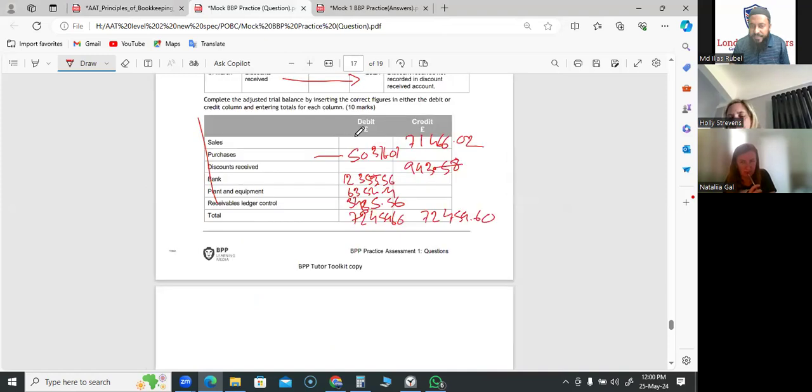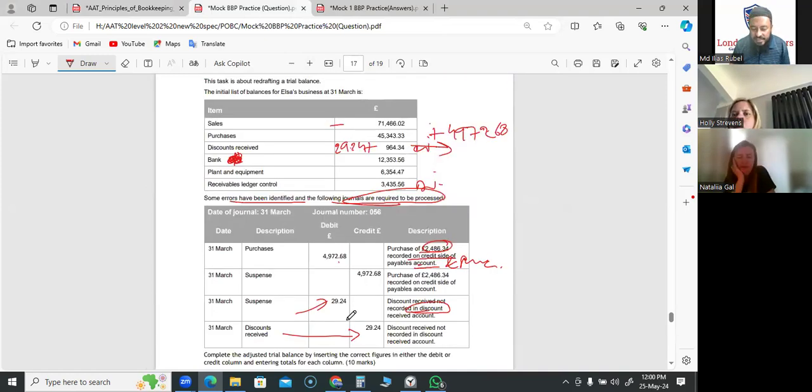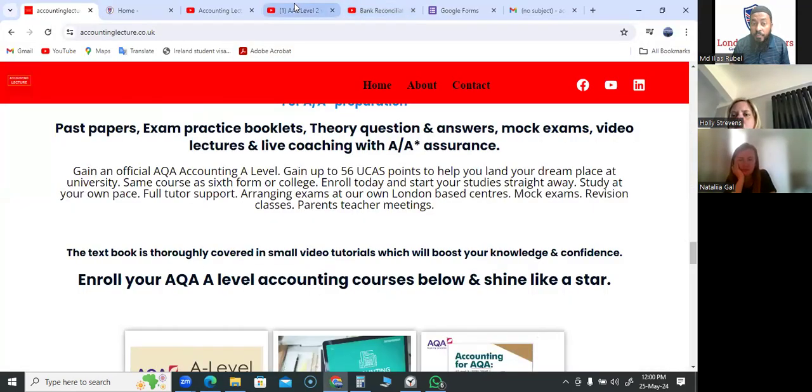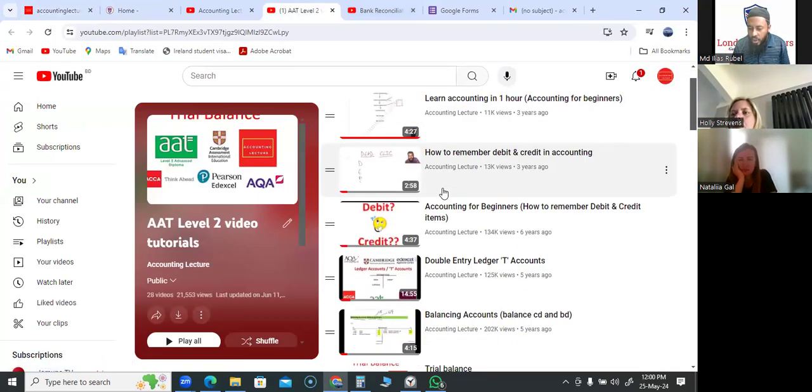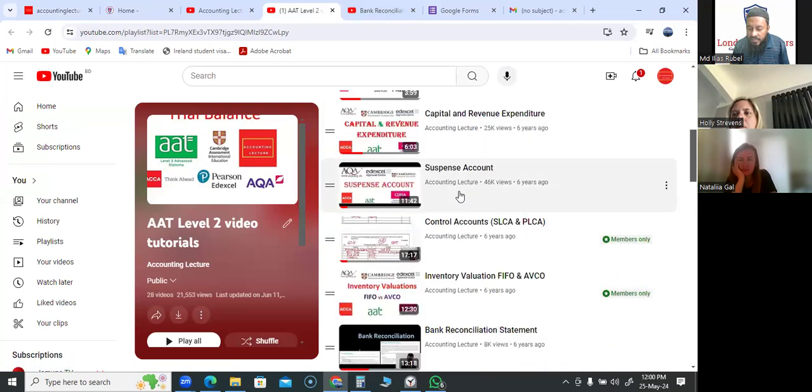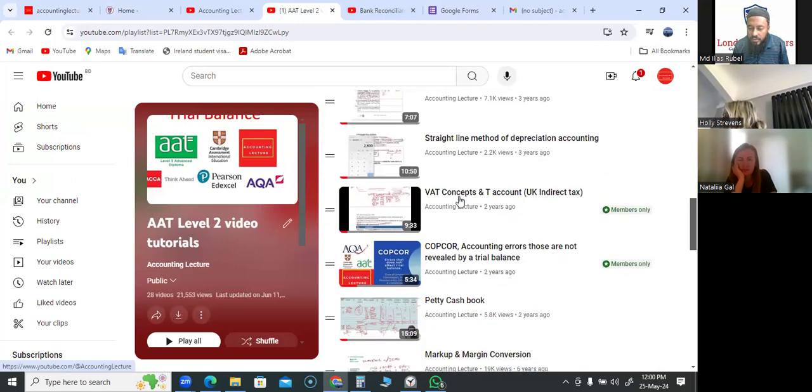Yeah, for that reason, you need to watch the video on COPCAR. Let me tell you a little. Here you go, COPCAR errors not shown by the trial balance. These are the errors that will not be detected through the trial balance. Like an error of omission, you will never find out in a trial balance.